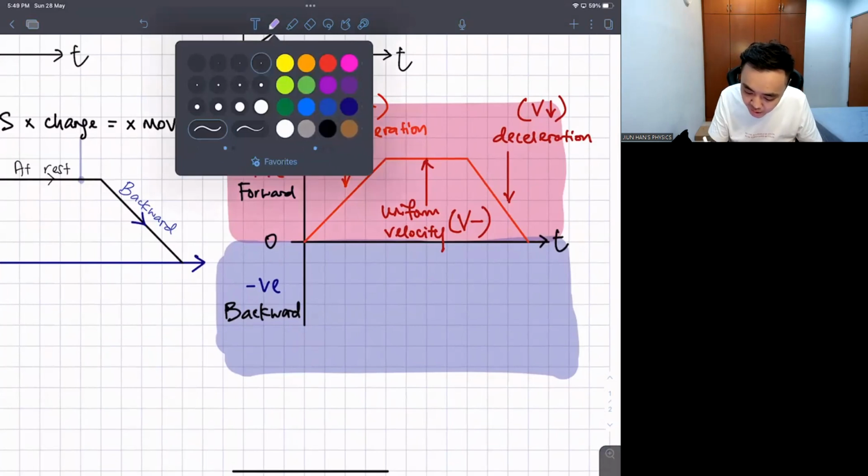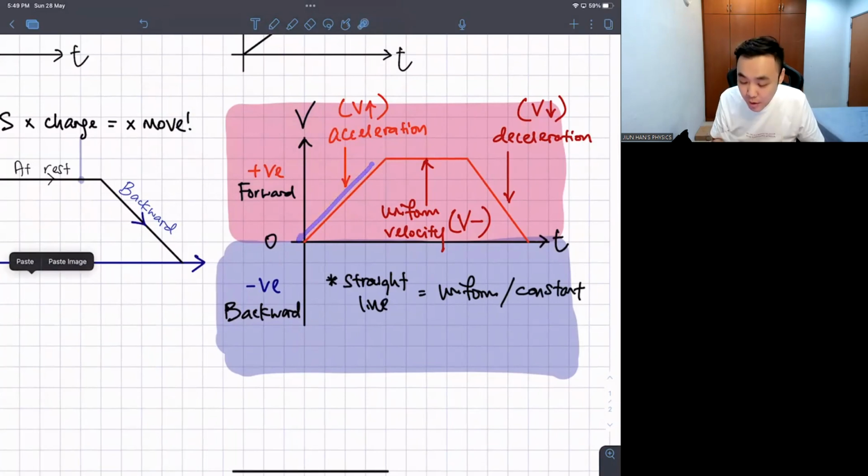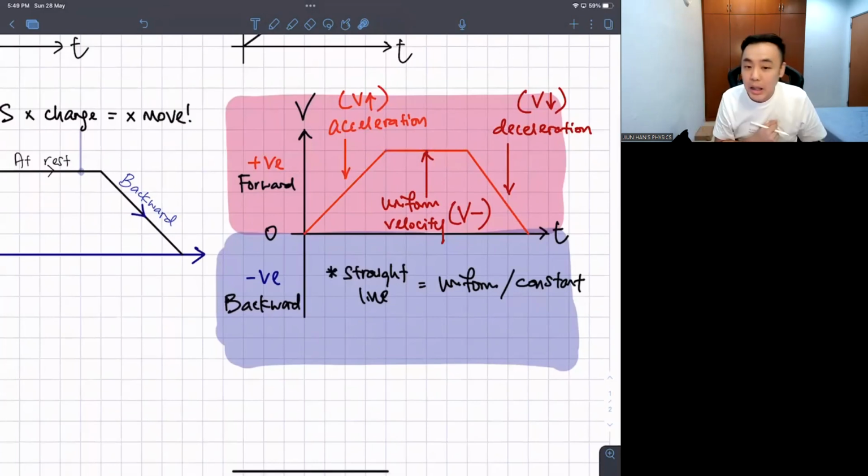And then one trick for you as well. Next time you see a VT graph, with a straight line, regardless of up or down, put a word in front. Uniform also can, constant also can. So basically here, uniform accelerations. Here, uniform deceleration. Here, uniform velocity.